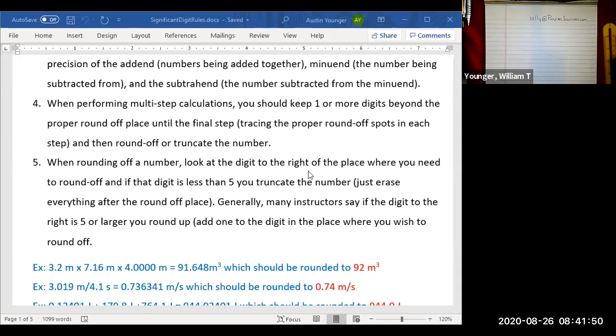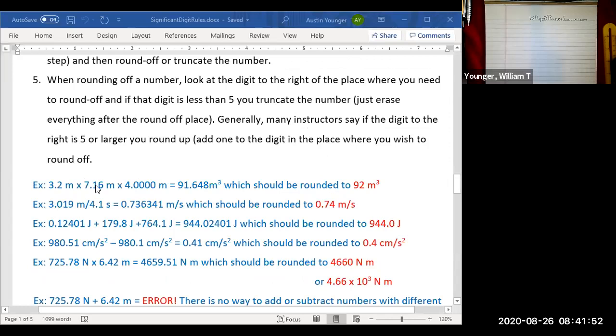So some examples of that are, here's multiplying. I wanted you to also see how the units work. So 3.2 times 7.16 times 4.0000. Obviously, this number only has 2 SigFigs, but when I multiply all those, I get all these digits, and notice meters times meters times meters is meters cubed. So when I put the decimal where it's supposed to be, then I realized, okay, well, I got to round this off to 2 SigFigs, so it's going to have to be 92.